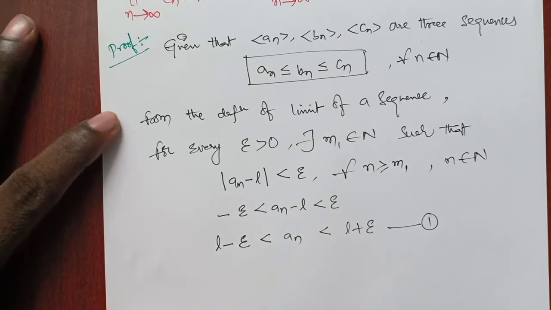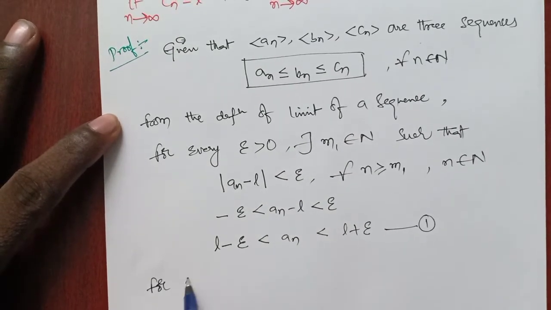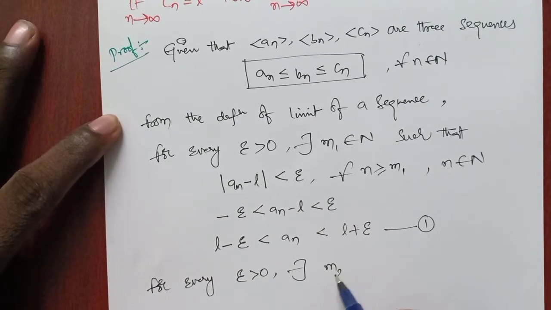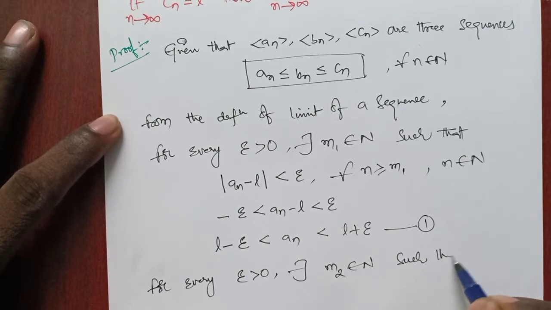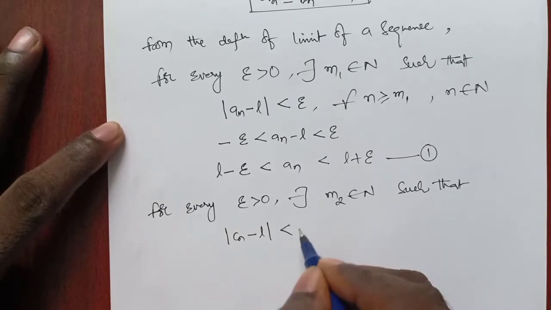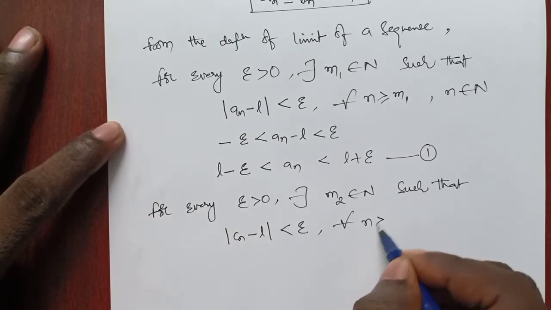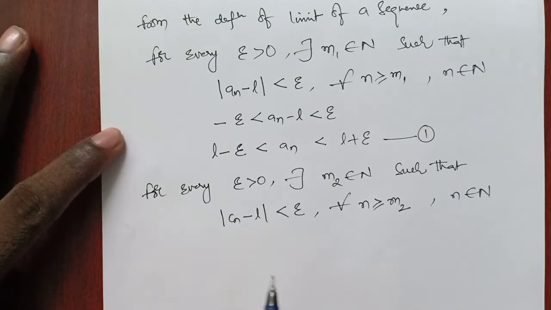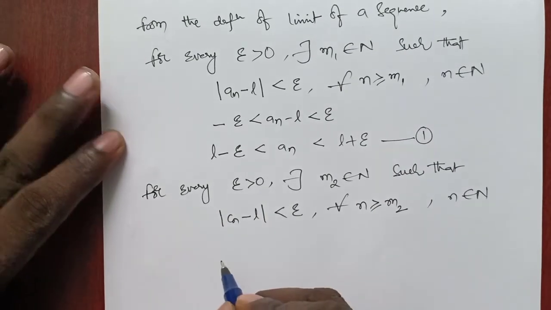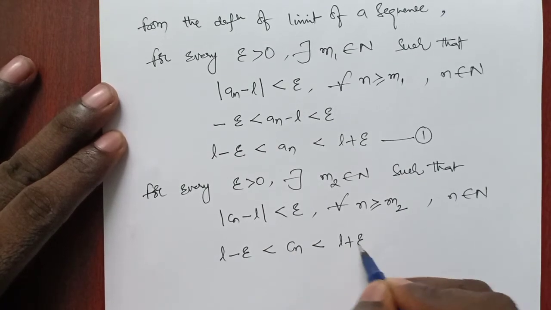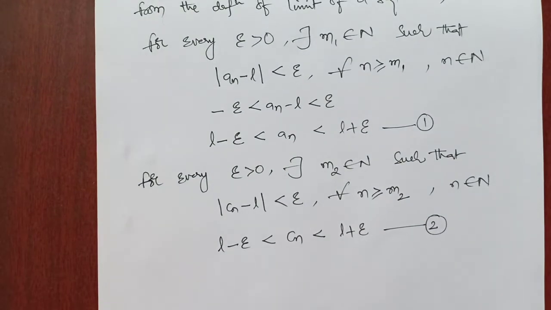Again, similarly, for every epsilon greater than 0, there exists m2 belonging to N such that modulus of cn minus l is less than epsilon for all n greater than or equal to m2, where n belongs to natural numbers. Now I'll expand this. We get l minus epsilon less than cn less than l plus epsilon. So this is condition number 2.